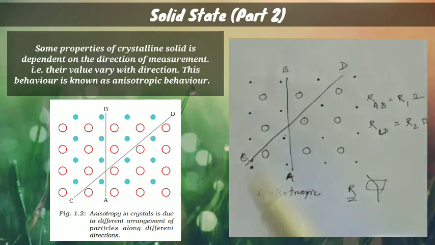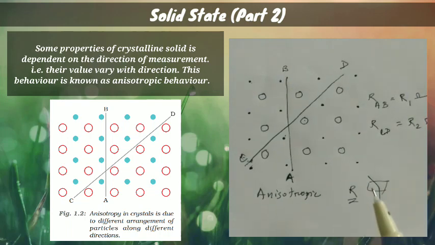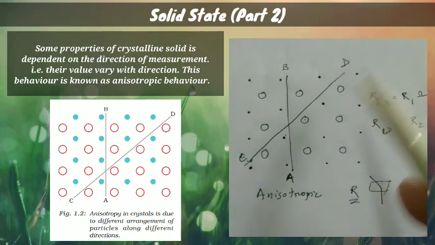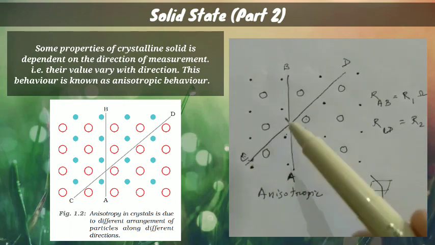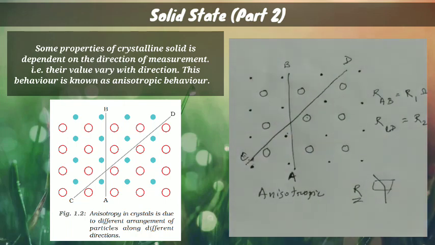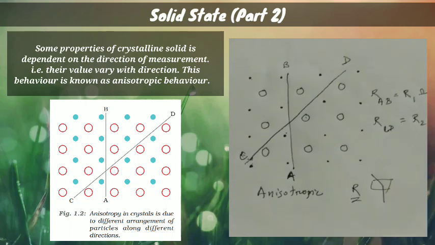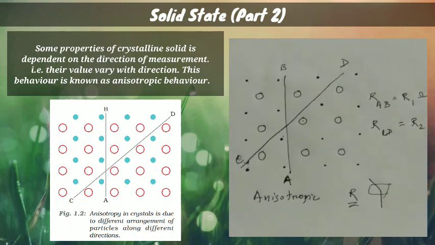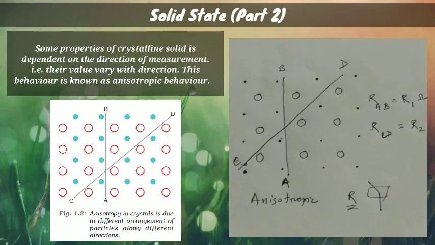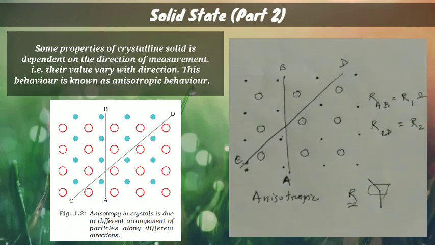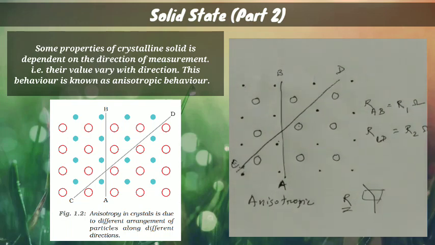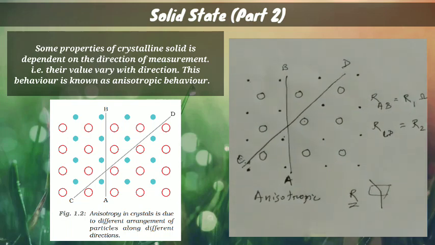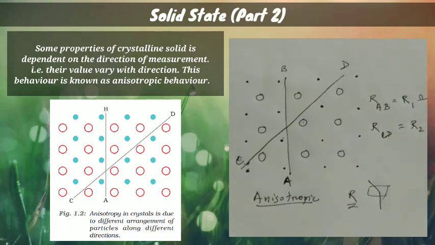That means this resistance is going to depend upon what? The directions. If we measure the resistance in different directions, then we will get different values. So this property is known as what? Anisotropic nature. So always remember that only some of the physical properties of a crystalline solid are going to have this anisotropic nature.